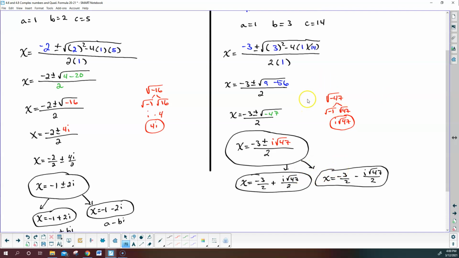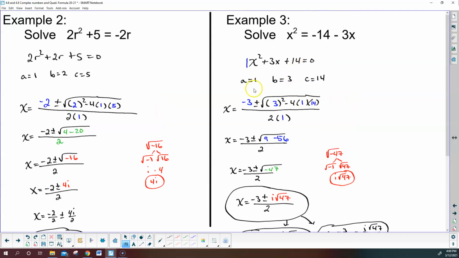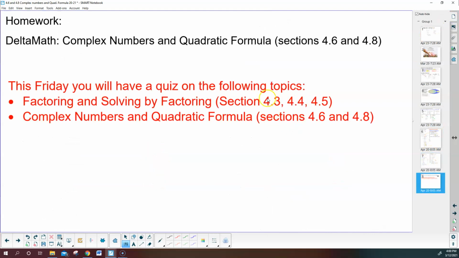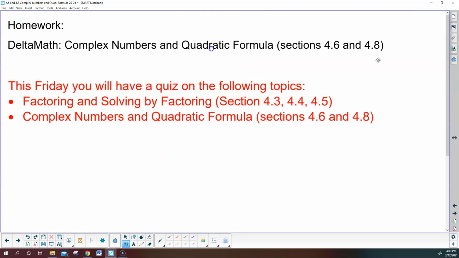All right, so hopefully you know how to reduce negatives using complex numbers and using that fun fact. You're comfortable with the quadratic formula. Quadratic formula should be a review. Our homework tonight is on Delta Math. It's called Complex Numbers and Quadratic Formula. It's section 4.6 in our textbook and 4.8.